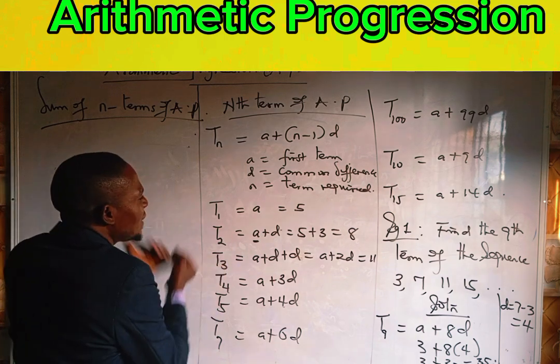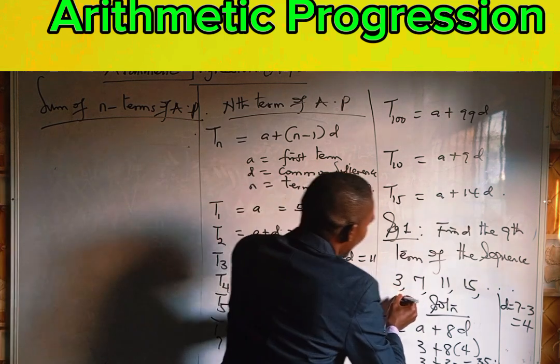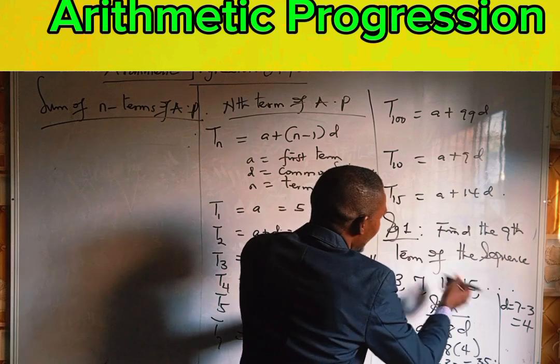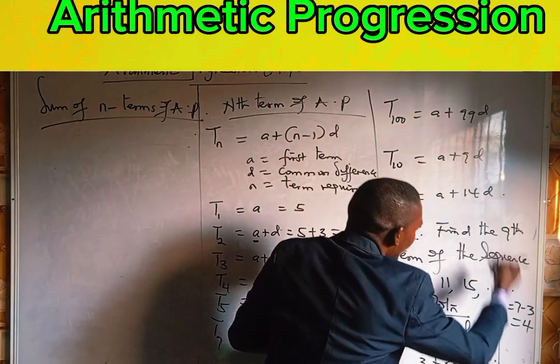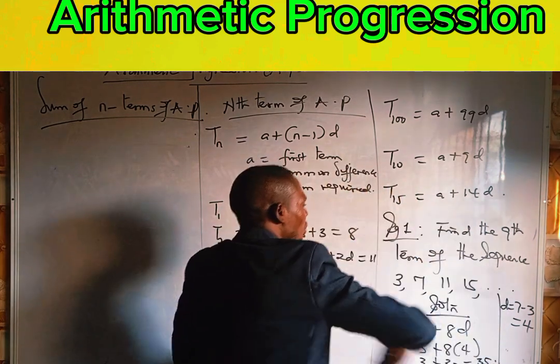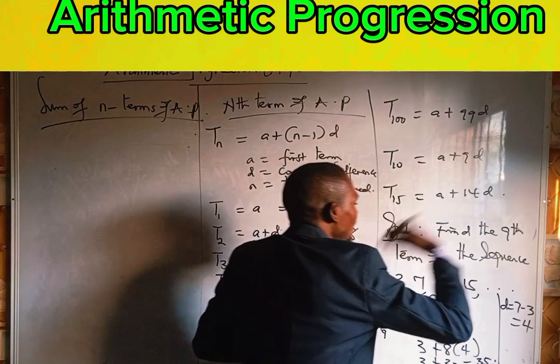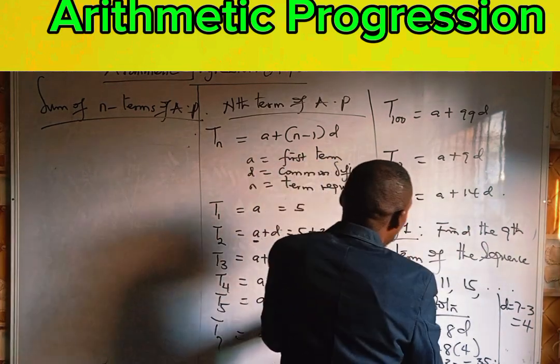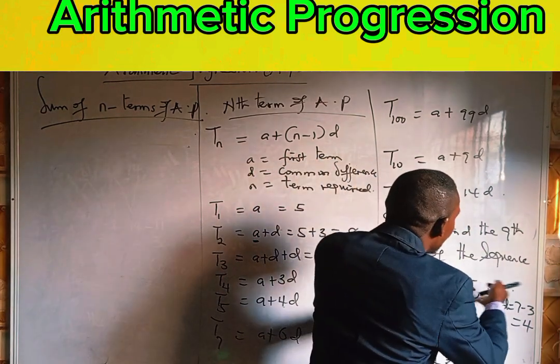You are adding the terms. For instance, here now, the first term is 3. You want to add the terms: 3 plus 7 plus 11 plus 15. It depends how many terms you are asked to sum or add. For instance, if you have to find the sum of the first 20 terms here now.